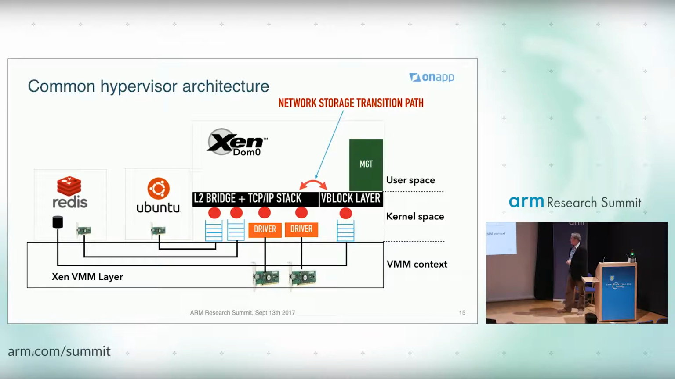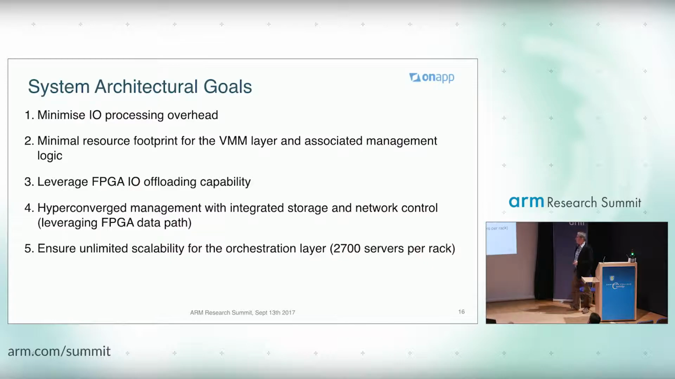So, in the ARM case, there's a significant amount of overhead incurred by processing paravirtualized I/O queues from a guest, context switching into the host domain, which executes in EL1 kernel space, and then multiplexing the I/O onto the device driver interfaces. So we wanted to revisit some of these assumptions. In particular, we want to minimize the I/O processing overhead. We wanted to minimize the resource footprint to make sure we use as little memory and system resource as possible.